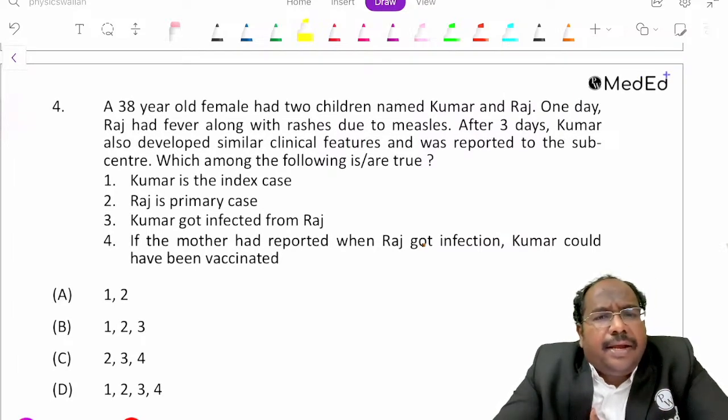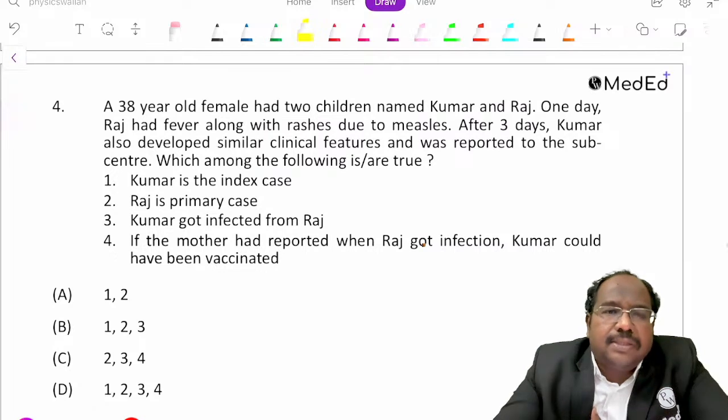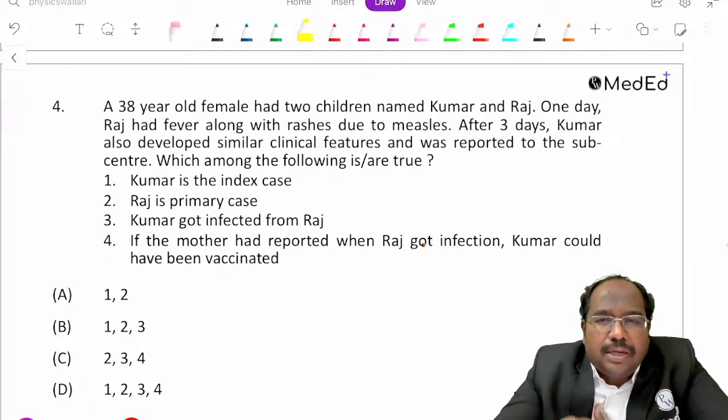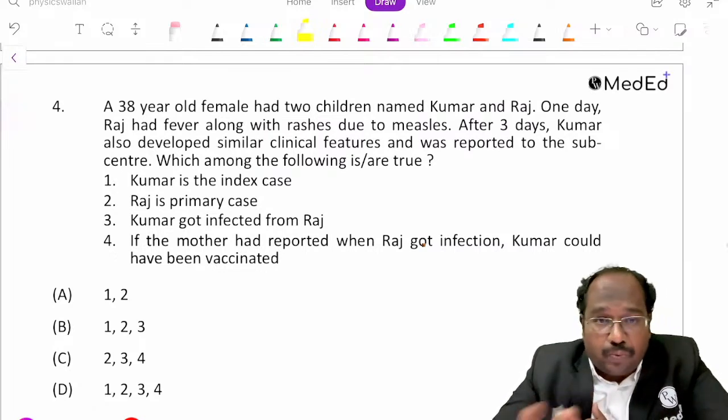A 38-year-old female had 2 children named Kumar and Raj. One day Raj had fever along with rashes due to measles. After 3 days, Kumar also developed similar clinical features and reported to the sub-center. Okay, and they are asking which of the following is or are true.